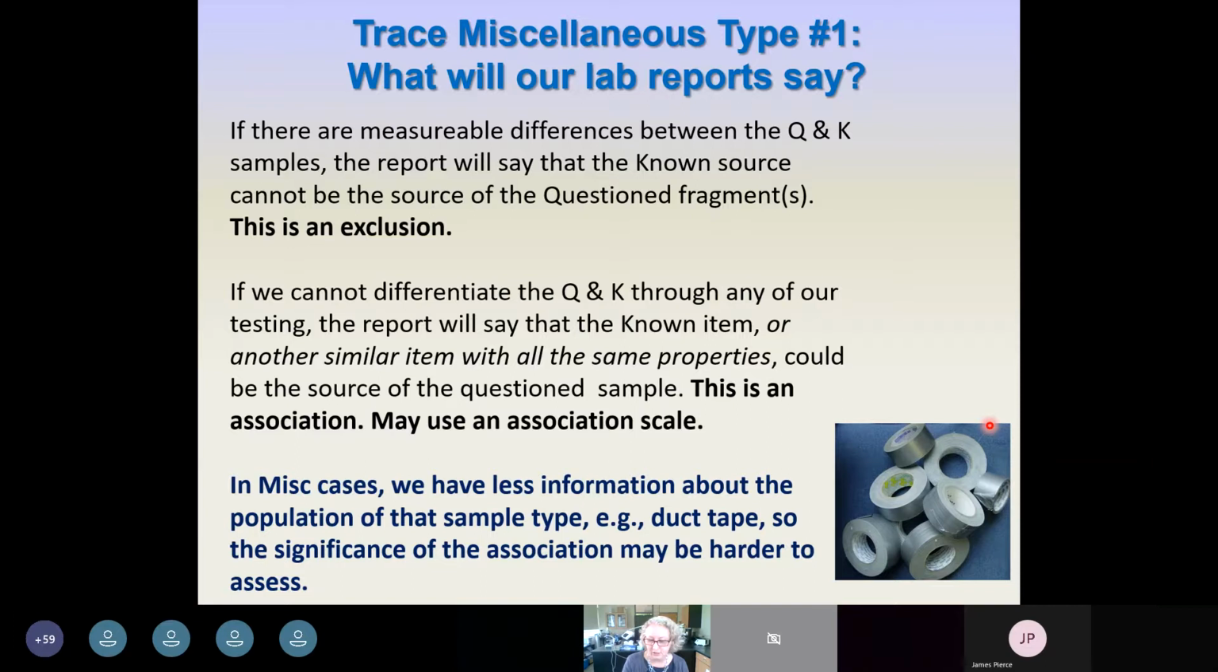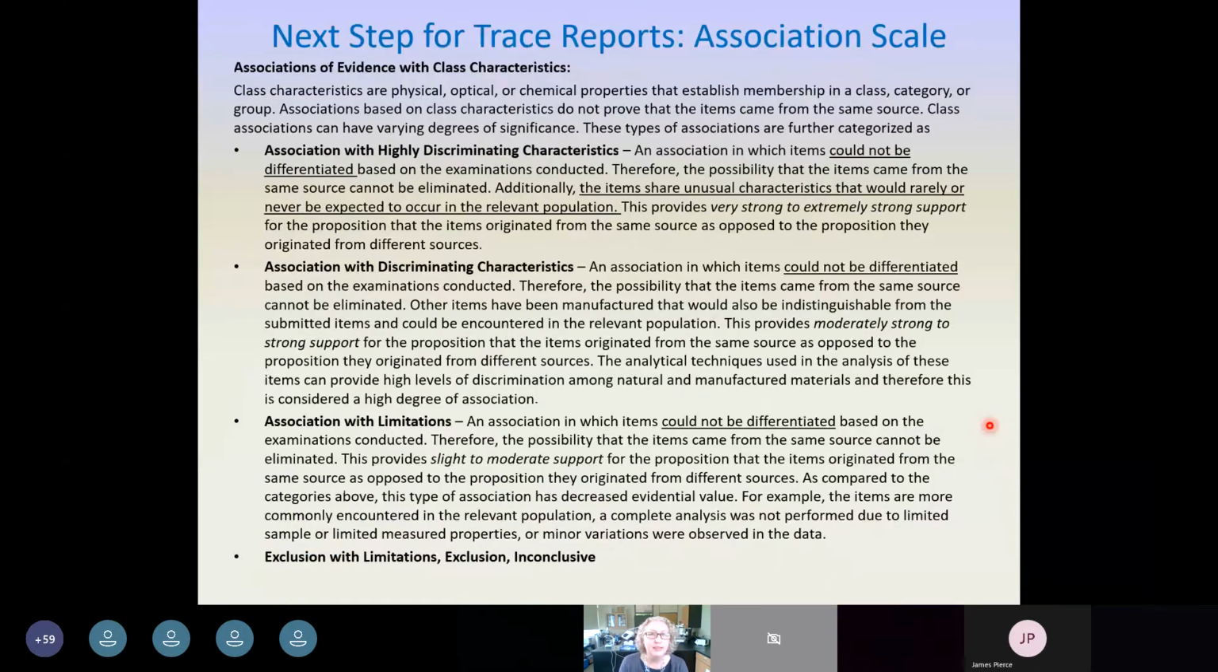You may see us start to use an association scale. However, I mentioned last week that with these miscellaneous cases, because sometimes the evidence is more unusual, we as experts have less information about the population of that sample type. And so it may be more difficult for us to assess the significance of that association. But we're going to be somewhere in these three main categories.